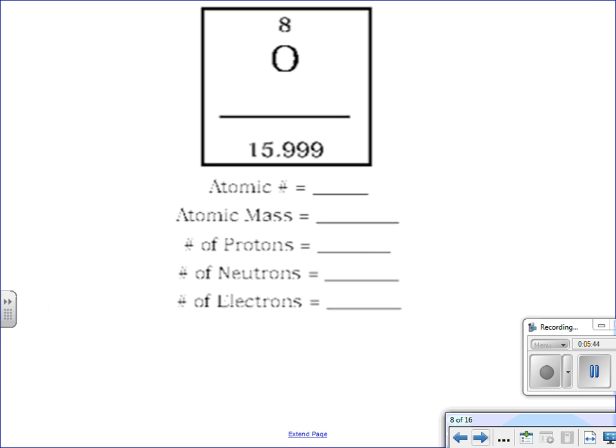So let's try this because this will be on your test. We would be asked to label some things. Up here, this number is our atomic number.